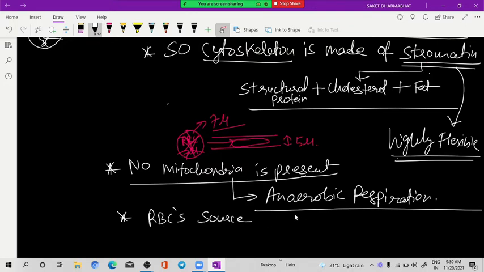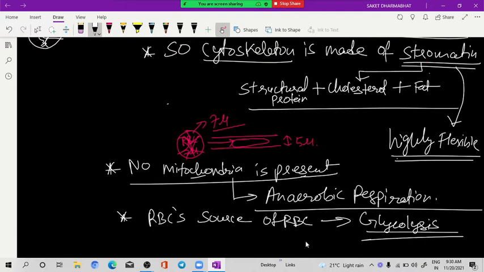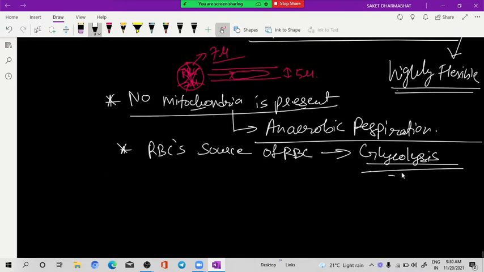How are RBCs getting energy? Because no mitochondria is there, na? Then how will ATP production take place? RBC uses glycolysis. Where is this glycolysis taking place? It is taking place in the cytoplasm. For this, no mitochondria is required. And how much ATP is produced by glycolysis? 2 ATP.